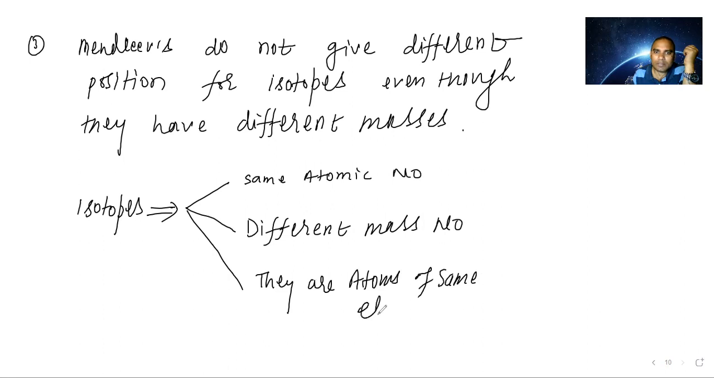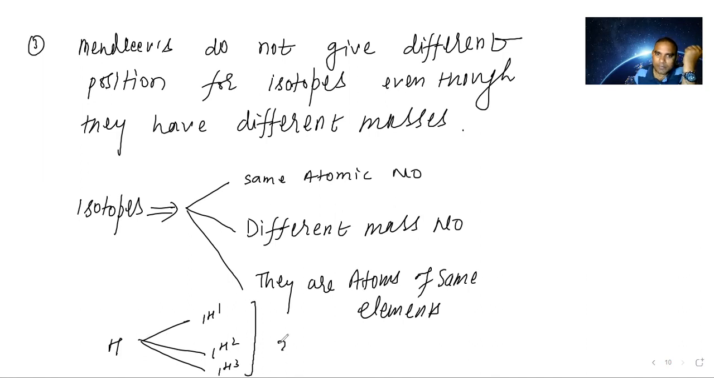Somewhat you know this very well. Suppose we take hydrogen. Hydrogen has three isotopes: first 1H1, then 1H2, and then 1H3. So hydrogen has masses 1, 2, 3. That means it has three different masses.